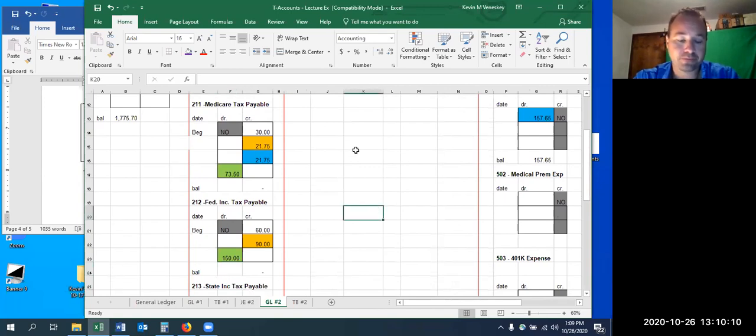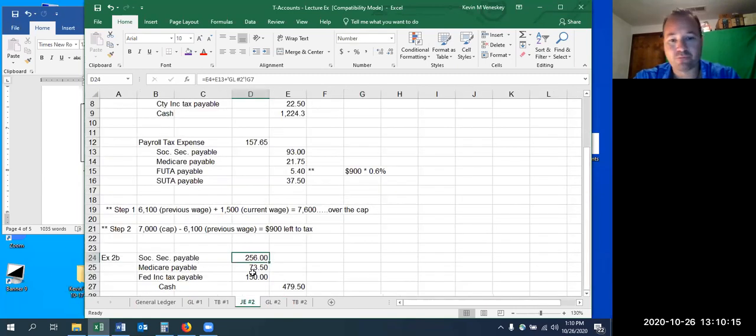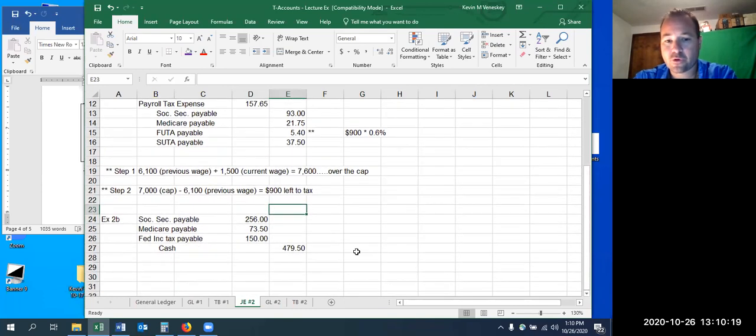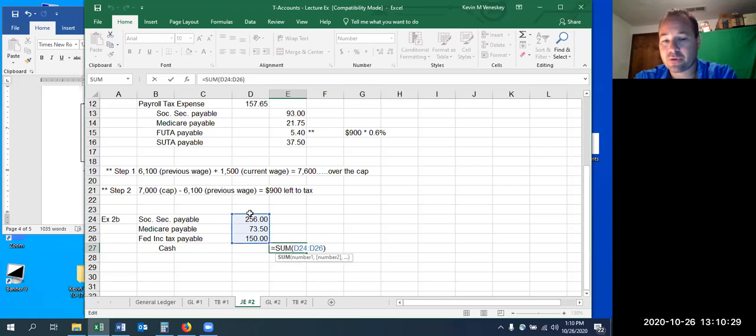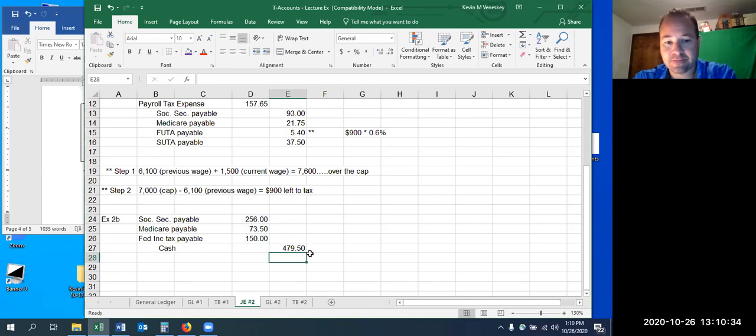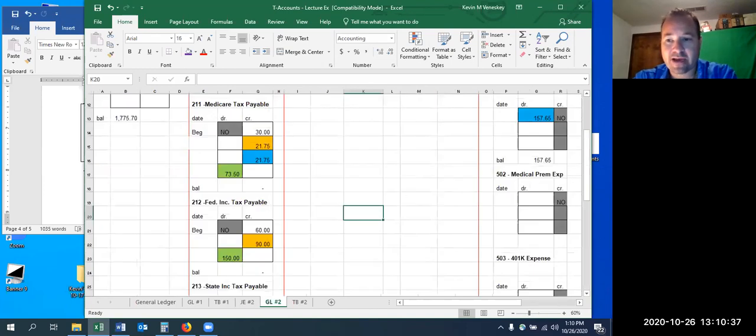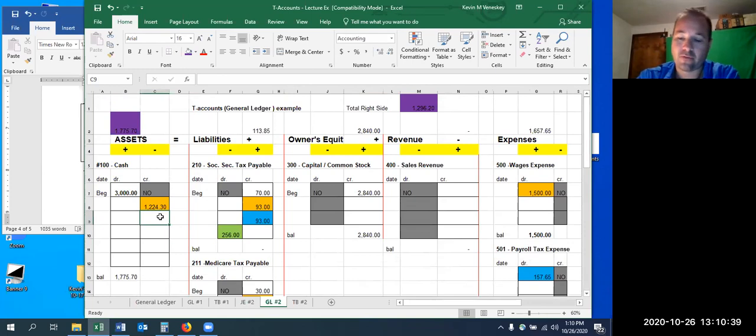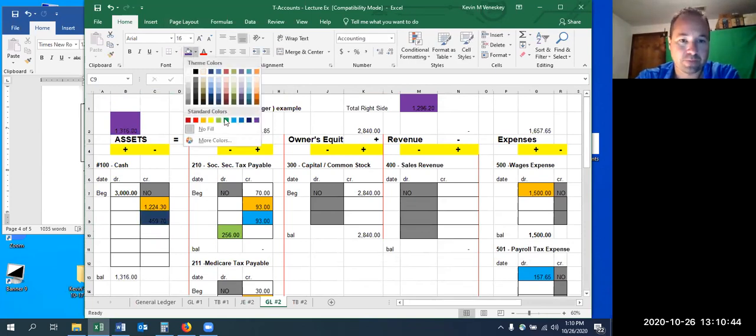If I do that, I put those into my journal entry. Those are all of the liabilities that are now being taken out because I'm making a payment and writing a big check for the total. So I just summed these 3 up. I'm going to write a check for $479.50. And I'm going to show that as my cash over here, $459.70, and put that in green.